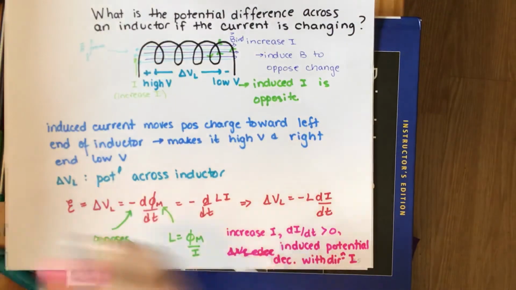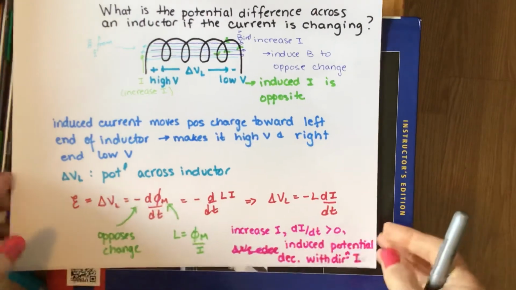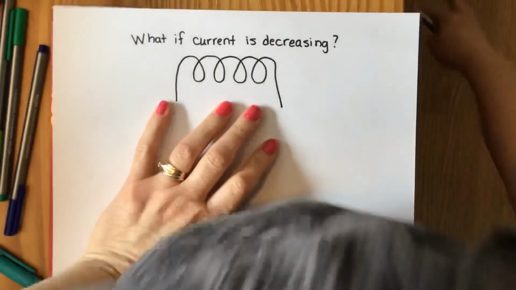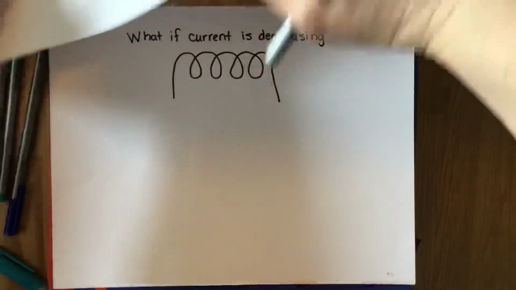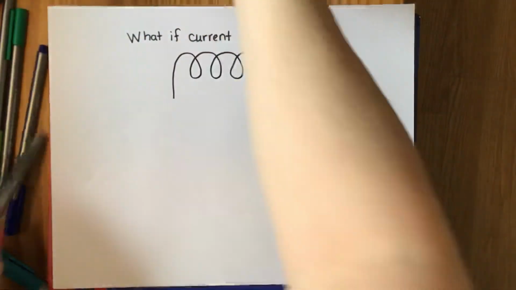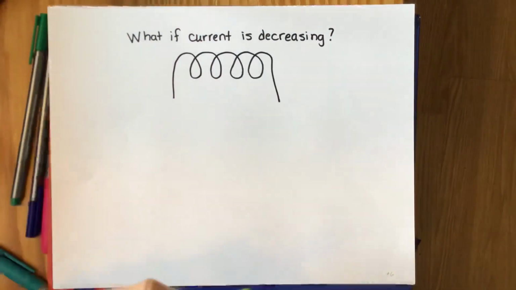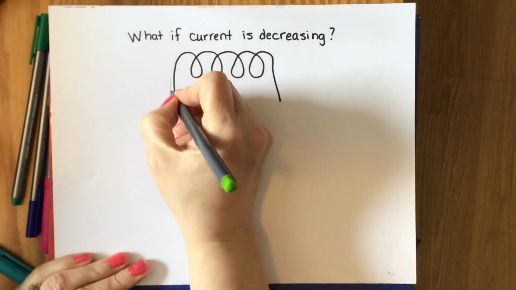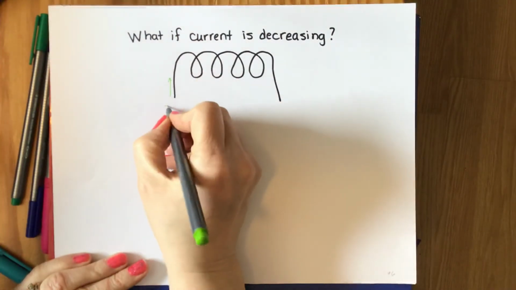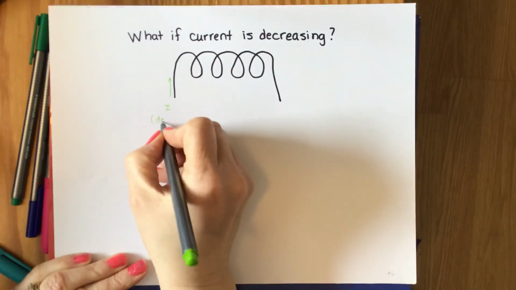What if we decreased the current? Does our equation still hold? Is that still true? So let's look at the case of a decreasing current. We'll still have the same setup. Let's have our current still flowing in the same direction, going upwards. So our current I is this way. But this time let's have I decreasing.